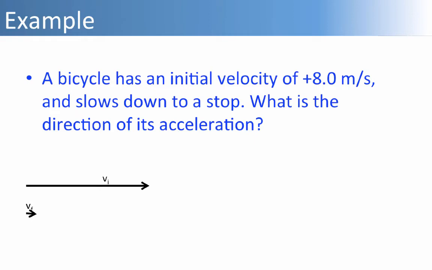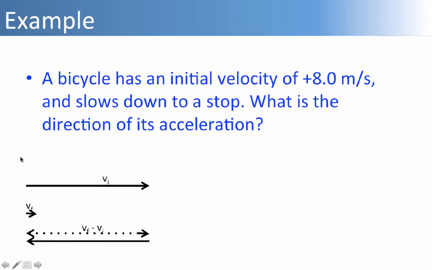So let's do a less exciting example. If we have something like a bicycle, which has an initial velocity of +8 meters per second, and it slows down to a stop, let's just find the direction of its acceleration. So I've drawn a couple of velocity vectors where the initial velocity vector is something in the positive direction, something to the right. The final velocity vector is basically 0. This is supposed to just be very small.